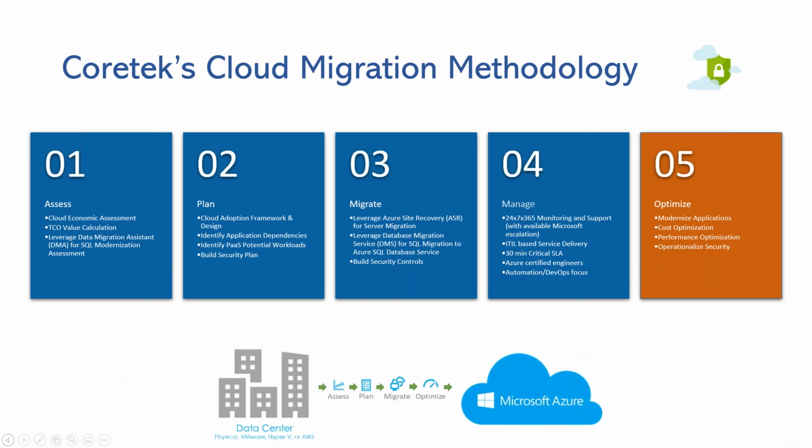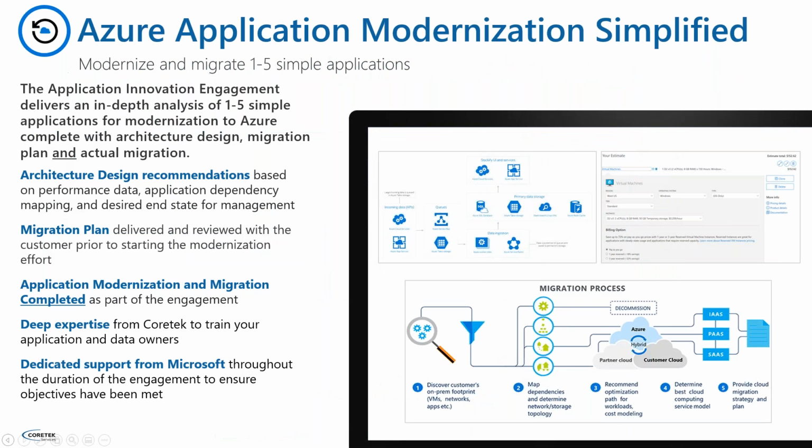As we continue down the methodology into the optimization phase, so now you have all of your infrastructure up in Azure or a portion of your infrastructure up in Azure. Now you want to continuously optimize that infrastructure from a performance perspective and cost perspective, but also looking at really modernizing the applications. So how do we get rid of servers overall?